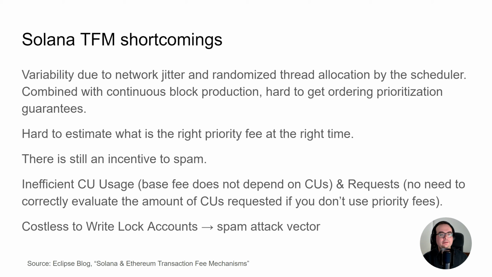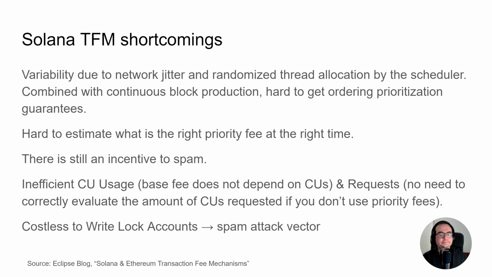And there is another problem that makes the priority fees less deterministic, and it's the fact that you have continuous block production. So it's not like you wait until the end of a block or a slot time to see all the transactions and then you order them by priority fees. That's not how it works. The block production is like a continuous stream. So it's really hard to give ordering prioritization guarantees to the users.